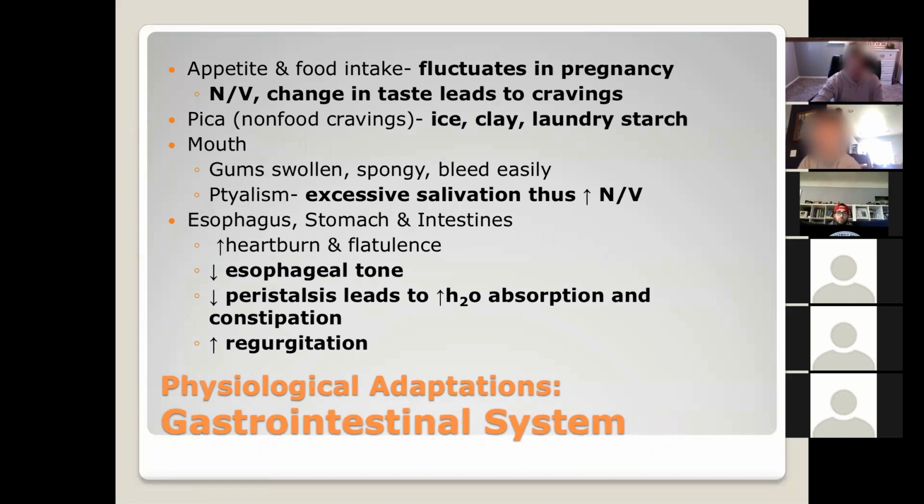GI changes, so nausea, vomiting, pretty common in pregnancy. It fluctuates throughout the pregnancy. Usually it's in the first trimester. Typically goes away, but not always. It can last the whole pregnancy. Okay. Different cravings, changes in taste, things like that. When a woman's anemic, they can have what's called pica, where they crave ice and then sometimes just non-food items like clay, starch, things like that.